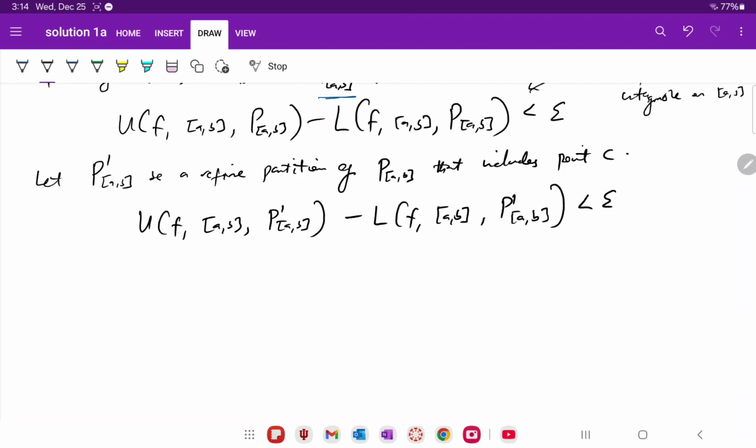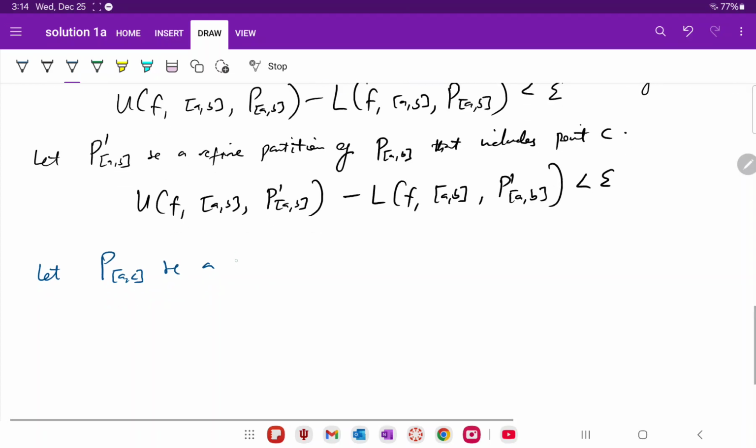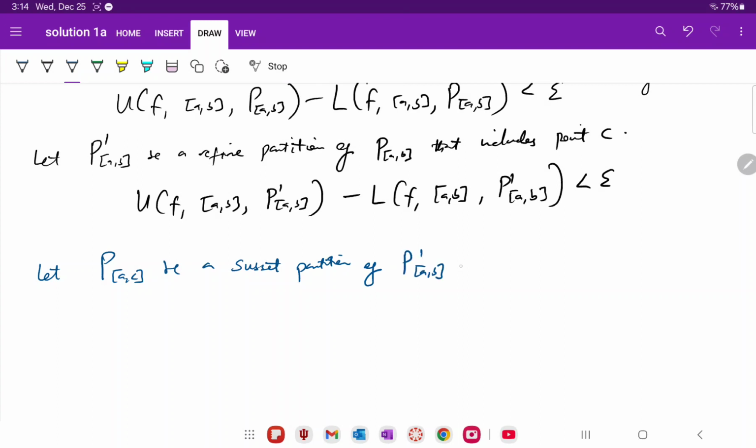So now we can define a partition. Let P of a, c be a subset partition of P prime of a, b that includes point c.